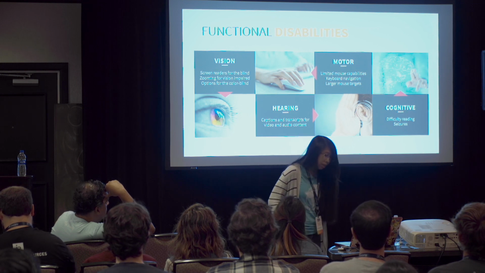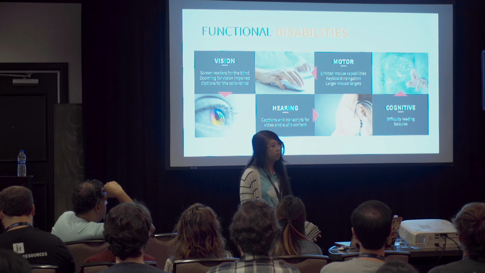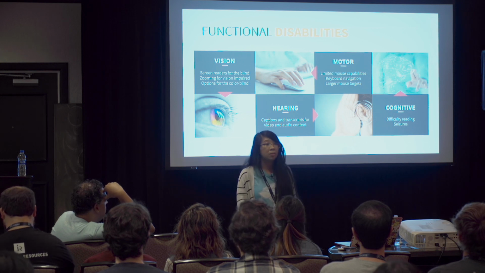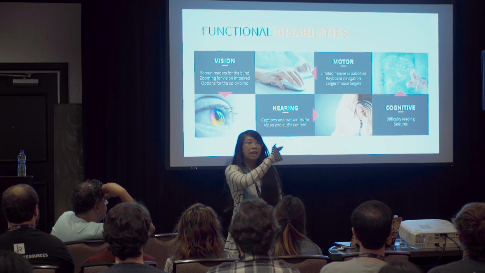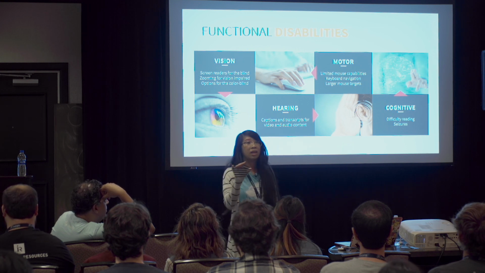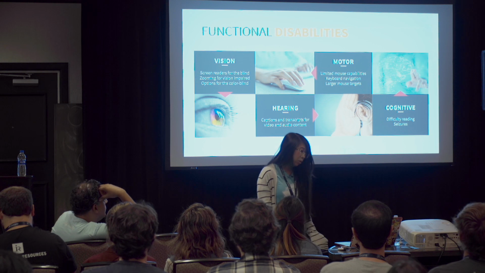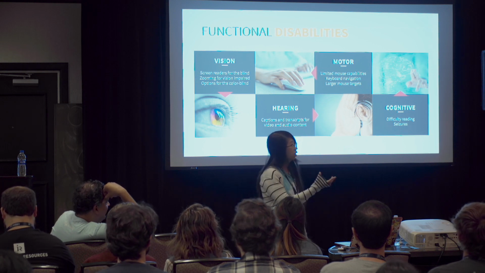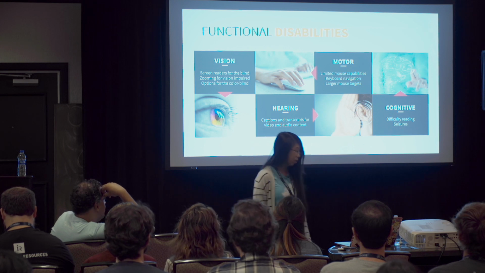And finally, cognitive, which I think is usually the one that people don't think of too much, but that includes people with dyslexia or some kind of reading disability. If text is moving, they're going to have a hard time reading that. People who are susceptible to seizures: if you have content that is blinking, that might trigger a seizure. So you should definitely be aware of that.